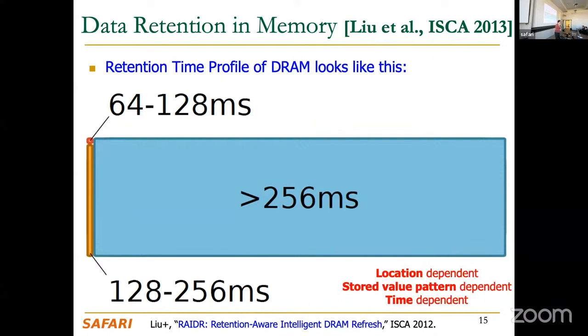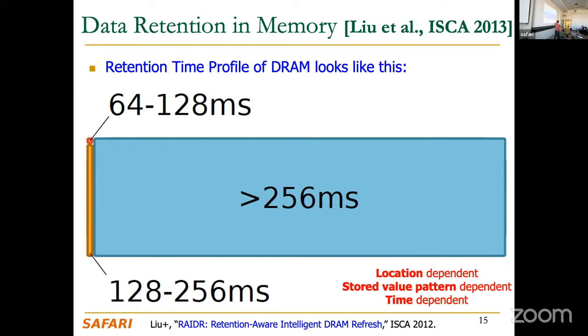So it turns out the retention time of a cell is dependent on the location of the cell, which this shows. It's also dependent on the value of the cell and the cells around it, because there's a lot of noise and cross-coupling that happens between the cells. That affects the retention time. And it's also dependent on some quantum-like effects, like variable retention time.